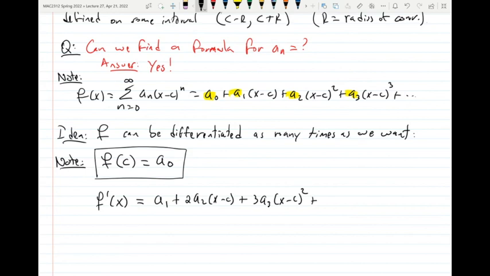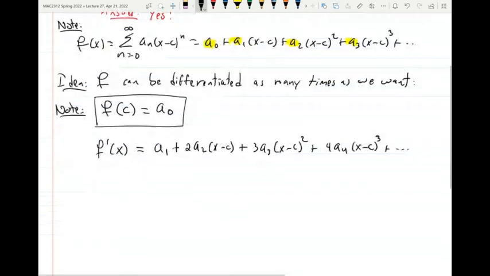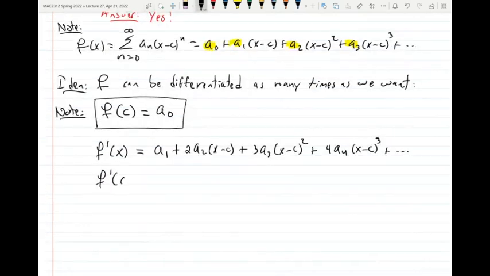Let me write the next one. Then the next one was A4 times (x minus c) to the 4, so that would be 4A4 times (x minus c) to the 3. And so on. Yes? So now, once again, we can play the same trick. If I now plug in c into the derivative, all of these terms are gone, and we end up with A1. So f prime of c, that's going to give me A1. So far, so good. So now we're going to keep playing this game, okay?